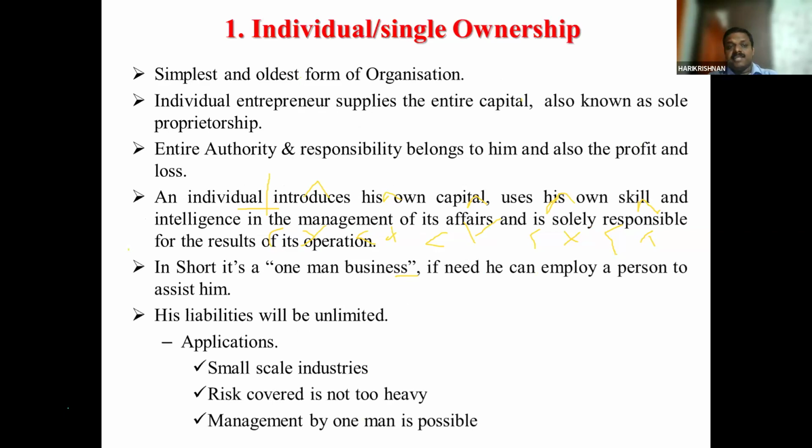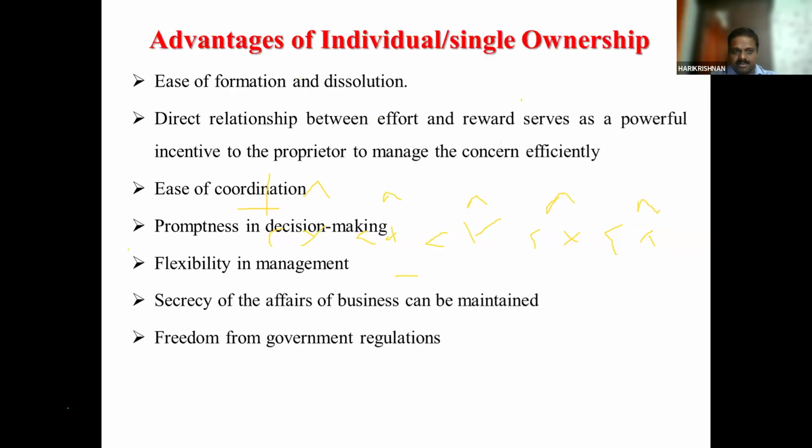Individual organization means it is the simplest or oldest form of organization. An individual or a single owner will be responsible for the working of the company. That type of company is known as individual organization or single ownership. Okay, small scale industries, management by one man is possible. Risk covered is not too heavy. These are the things. Okay, it is known as one-man business.